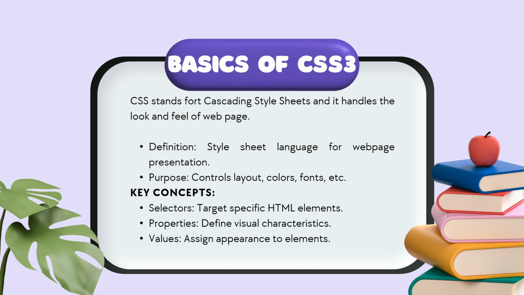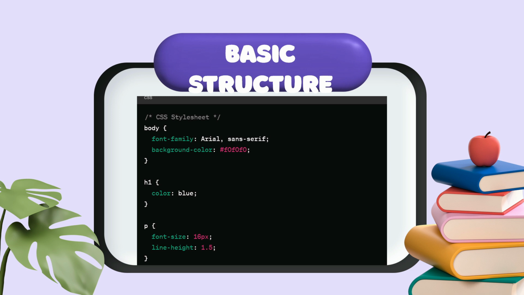Key concepts of CSS3 are selectors, properties, and values. In selectors, it targets specific HTML elements. In properties, it defines visual characteristics, and in values, it assigns the appearance to elements. Here, the displayed image shows the basic structure of CSS3.